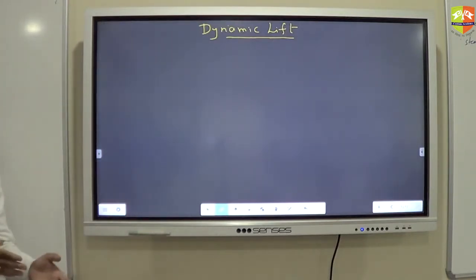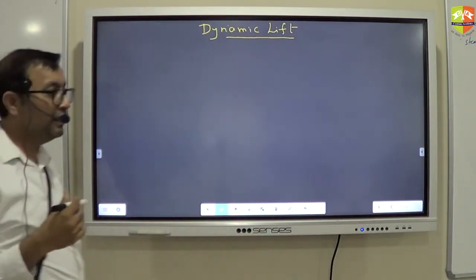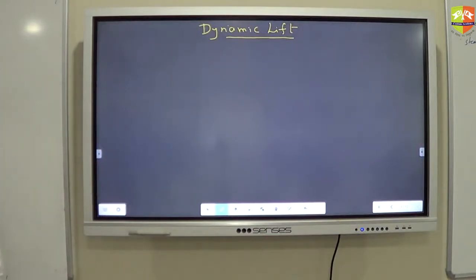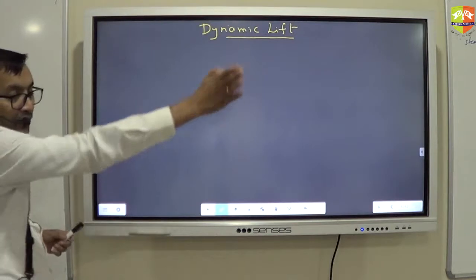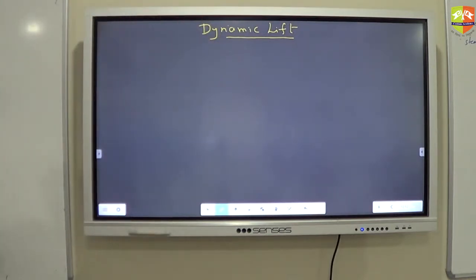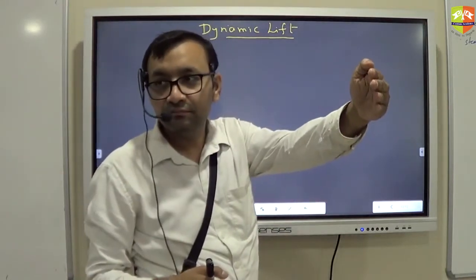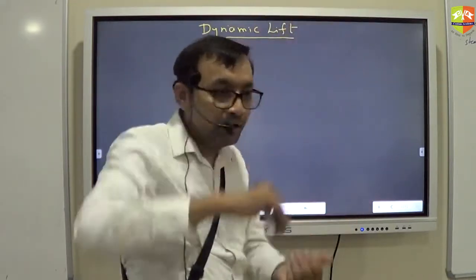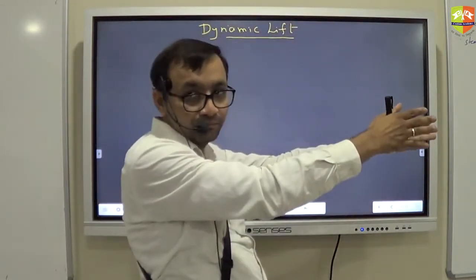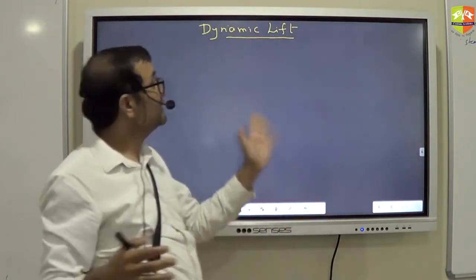Beckham takes a straight path, right? It usually happens when people take corners. Say I'm standing here and the goal is somewhere there. If I kick it, it has to swing and go like that, then only it goes inside the goal. It is as if some force is acting on the ball in this way, then only the ball will move in this way, but you have kicked in this direction. So this is called dynamic lift.